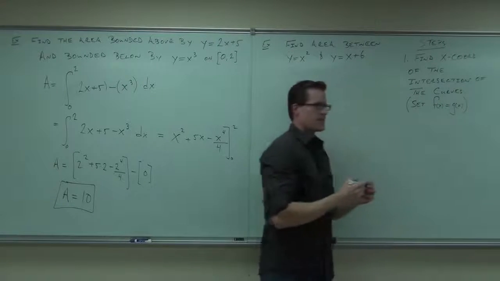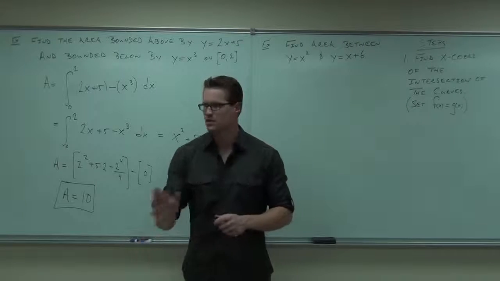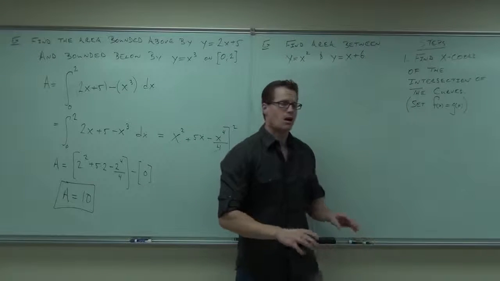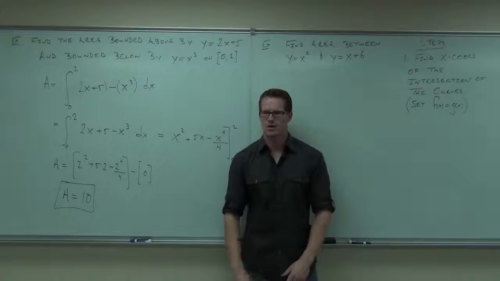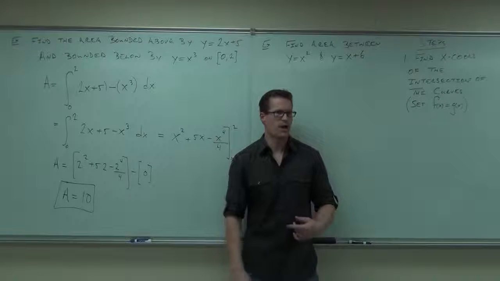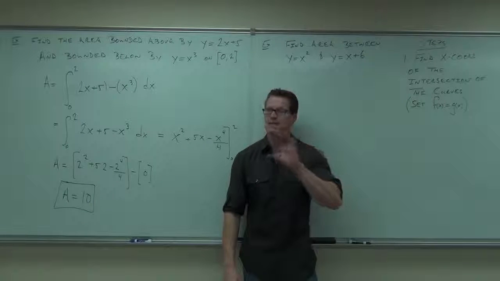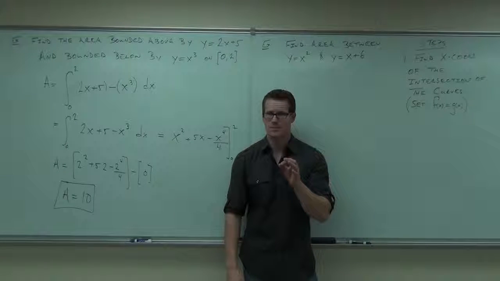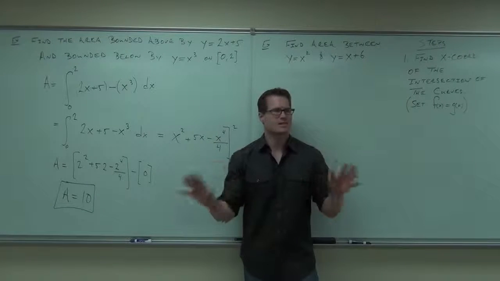I'll do it that way. Set f of x equal to g of x. Whatever your first function is, equal to your second function. Because right now, just off the top of your head, do you know which one of these is on top of the other one? I can probably figure it out by doing a little math. But right now, just looking at it, it doesn't say it explicitly, does it? It doesn't say, hey, this one's on top. It doesn't say that anywhere.